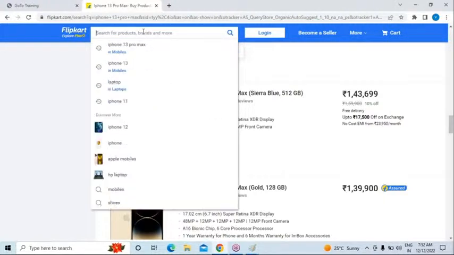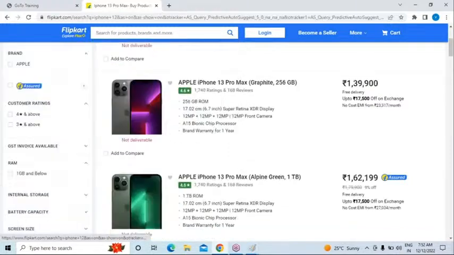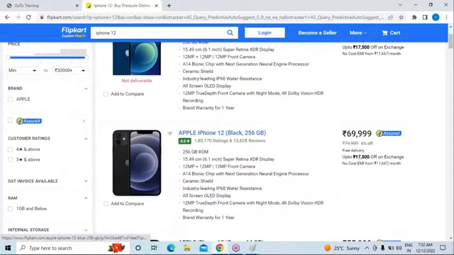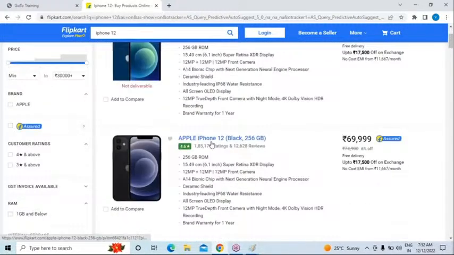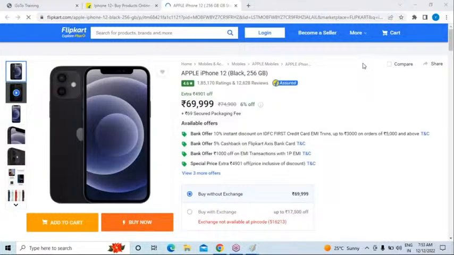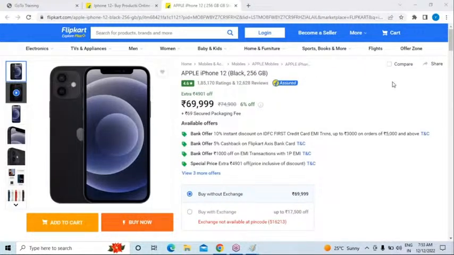Any one of you, what is the purpose of this cart? Again, you are silent. Guys, your voice is low.